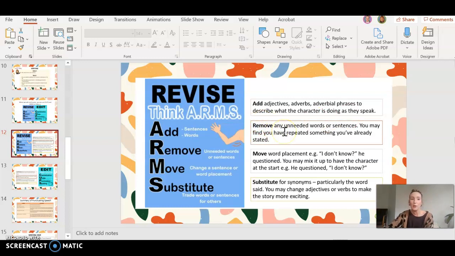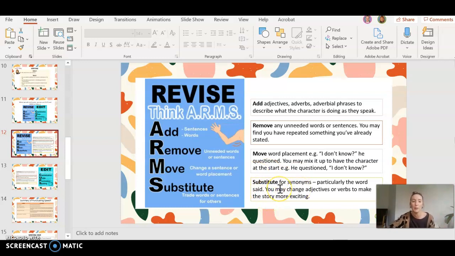We can remove any words that we don't need. You might find that you've repeated something you've already said. I've particularly found that in some of your writing, you say who said it at the start and afterwards, but we only need to say that once, so you would remove those parts. You might move some things. For example, you might mix up how you're writing your dialogue. Rather than "talking," he said, all the time, or he answered or responded, mix it up. Have it at the start. He questioned, "I don't know," rather than "I don't know," he questioned all the time.